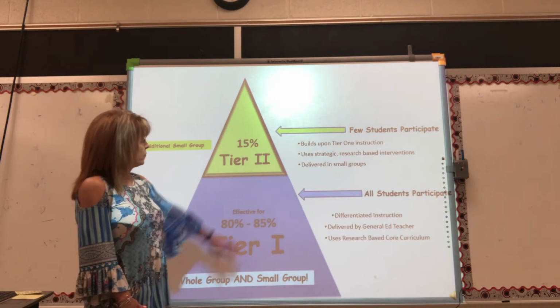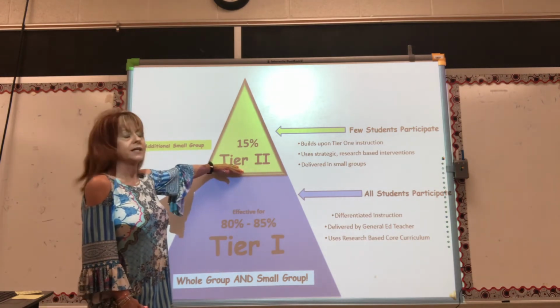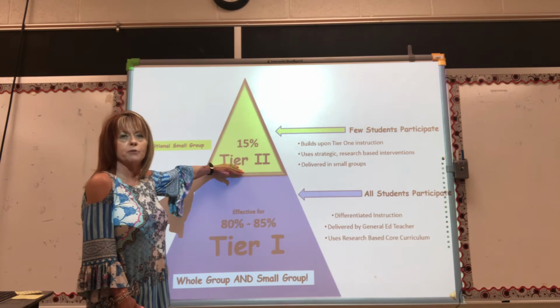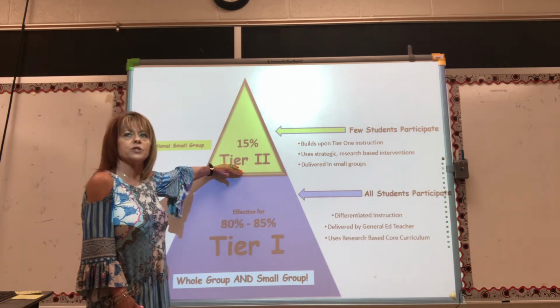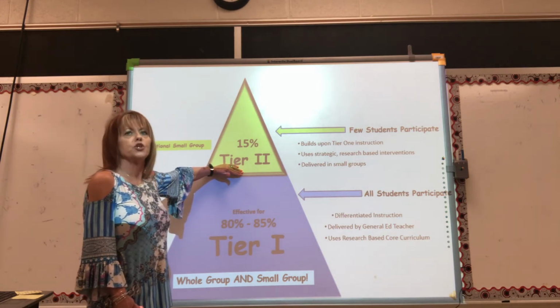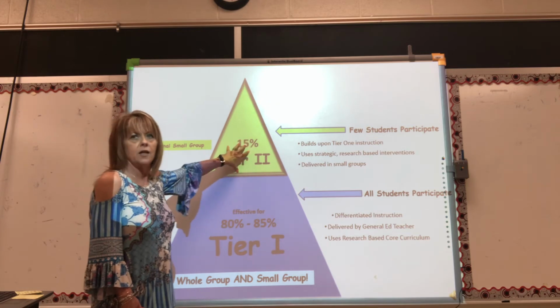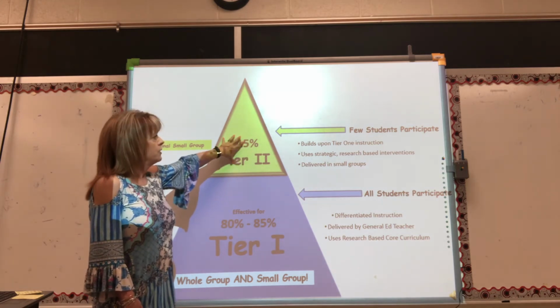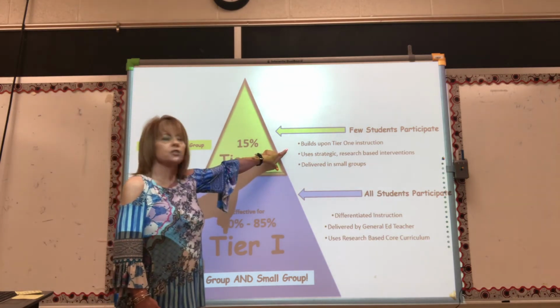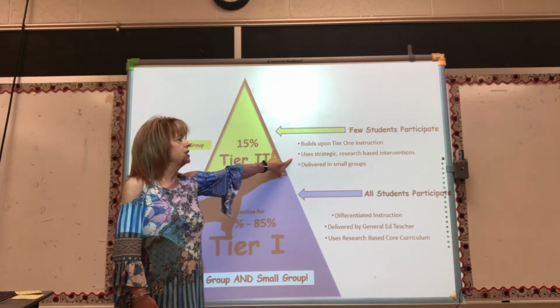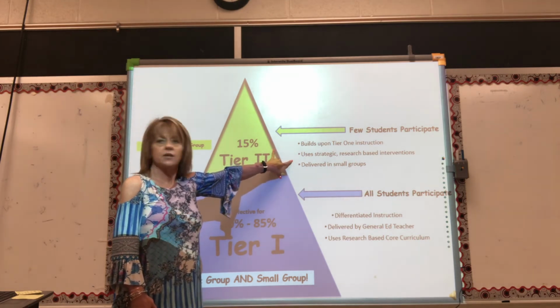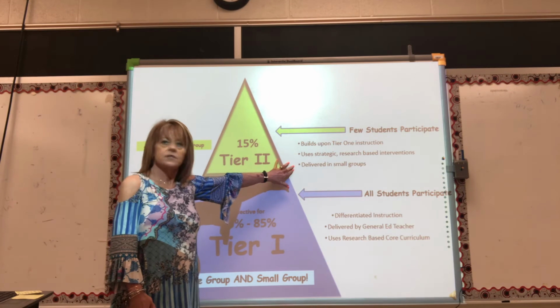Now, we have about 15% in tier 2 that are in your classrooms. You're pulling them back for small group instruction. You know your children, you know what they need, and you're providing them with their needs. During this, it's built upon tier 1 instruction. You're using strategies and your research-based interventions, and you deliver this in small group.